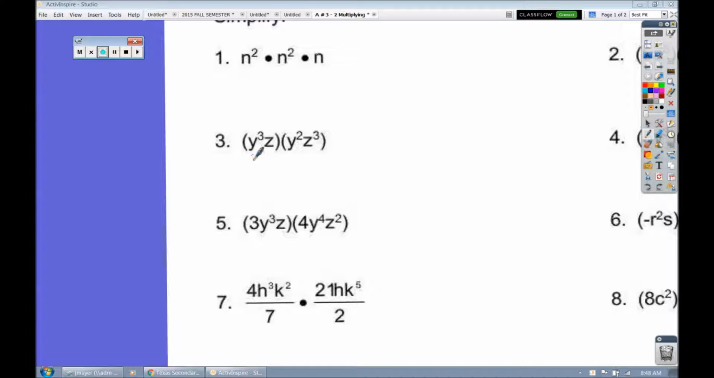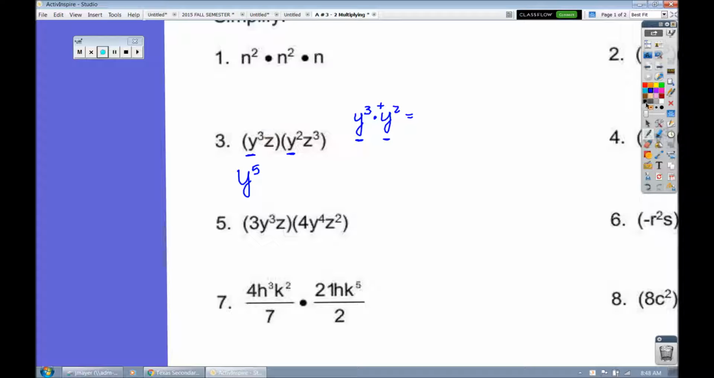Look at 3. Let's start here with our y's. Y to the 3rd times y to the 2nd. Now if you have to write this out off to the side, y to the 3rd times y to the 2nd. Remember, we're adding the exponents because we have the same base value of y. That would be y to the 5th. So we're done with the y's.